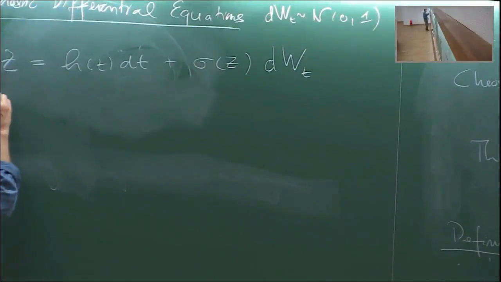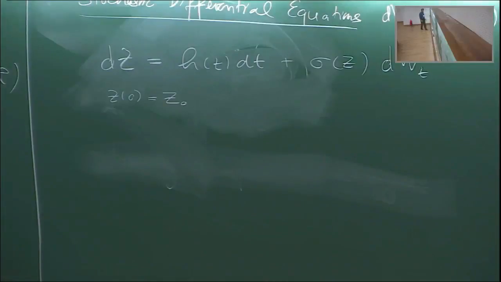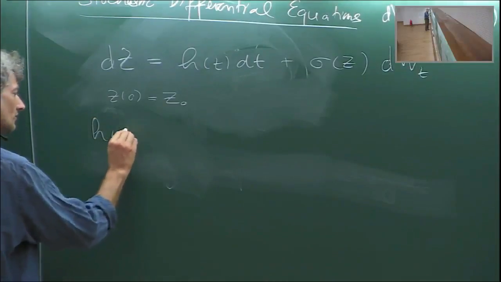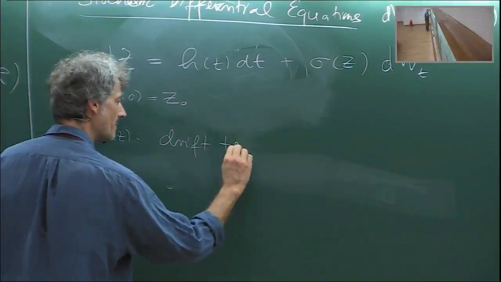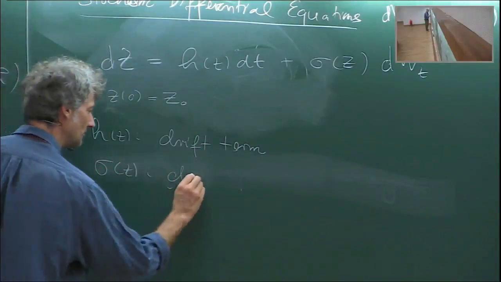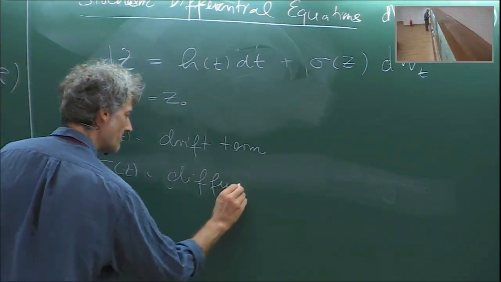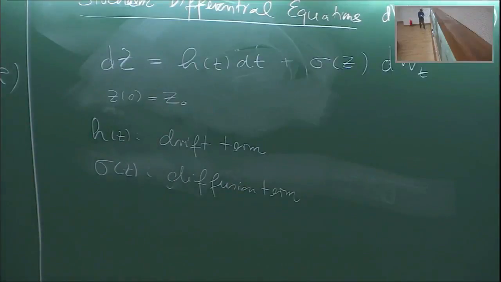And we need to specify an initial condition, z0, and the h of z is often called the drift term, and the sigma of z is often called the diffusion term. Or coefficient, so to say. It's not a term.